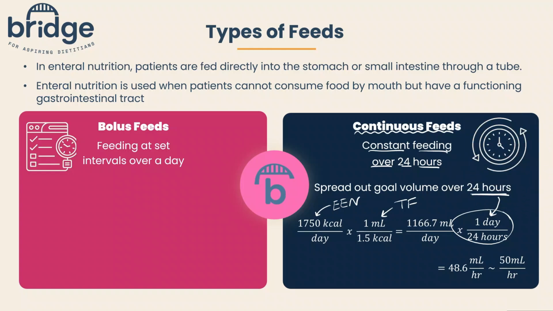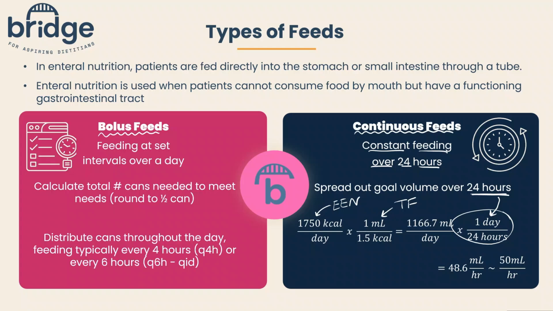Bolus feeds, on the other hand, are delivered in larger amounts at set times throughout the day. These are often used for patients at home, patients in rehab, or those who are transitioning off a tube feed because they're more natural, they're closer to how we eat, and they give patients a break from the pump. With bolus feeds, instead of a constant milliliter per hour rate, what you need to do is divide the day's volumes into multiple feedings.